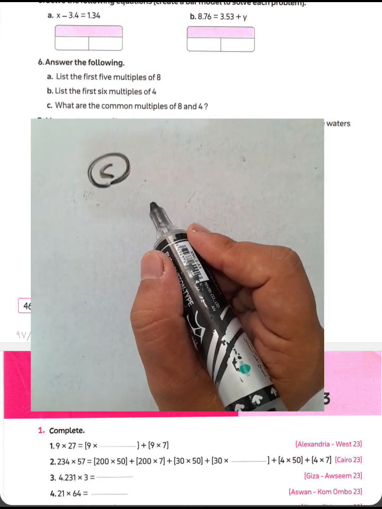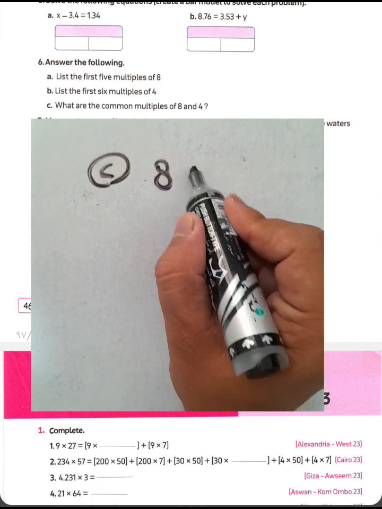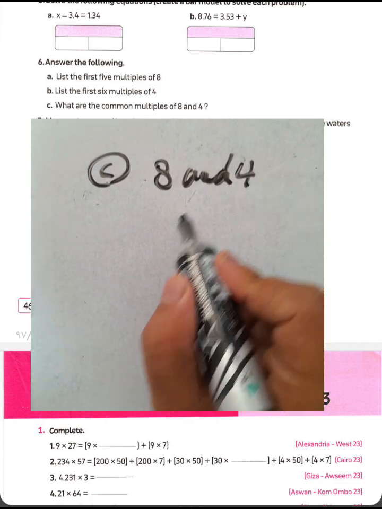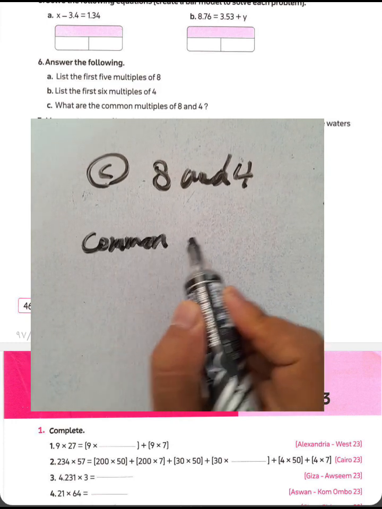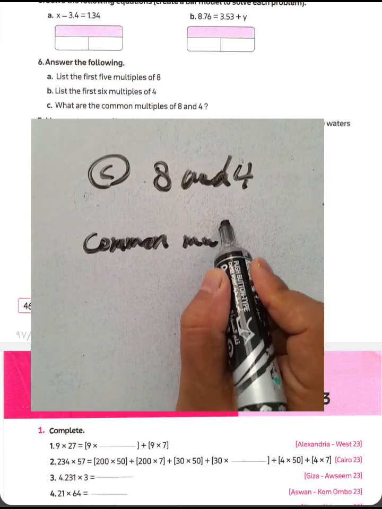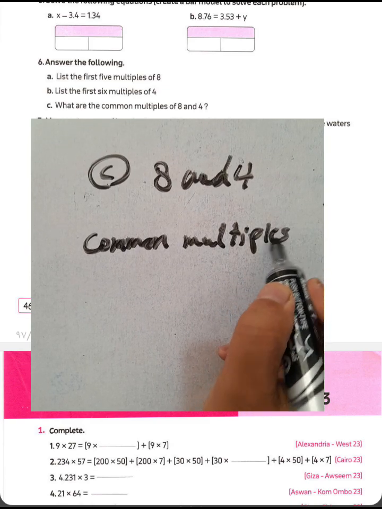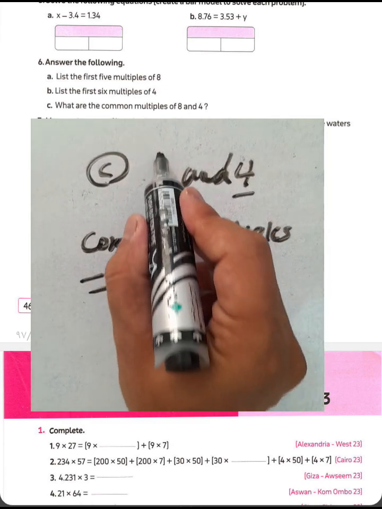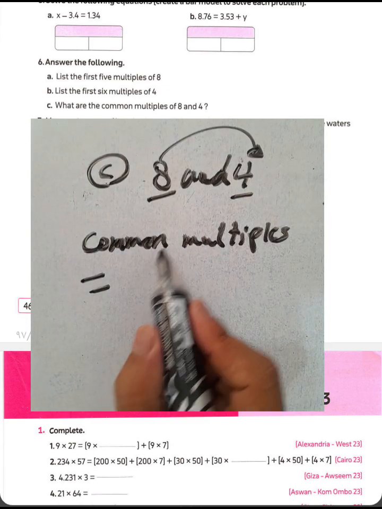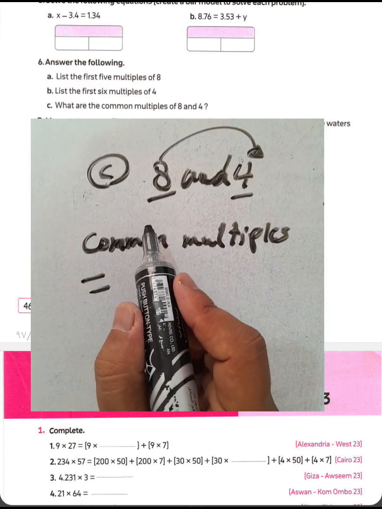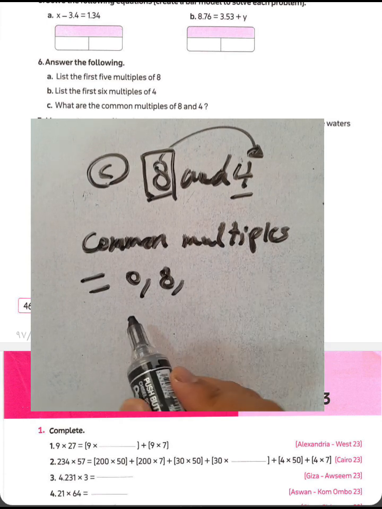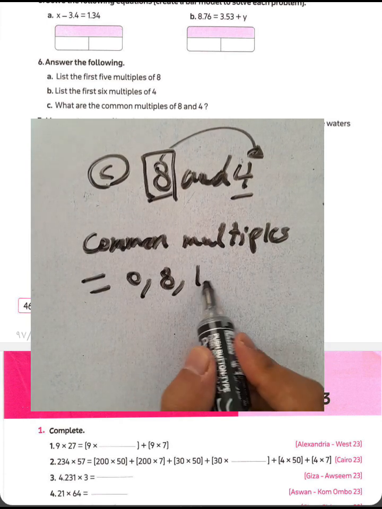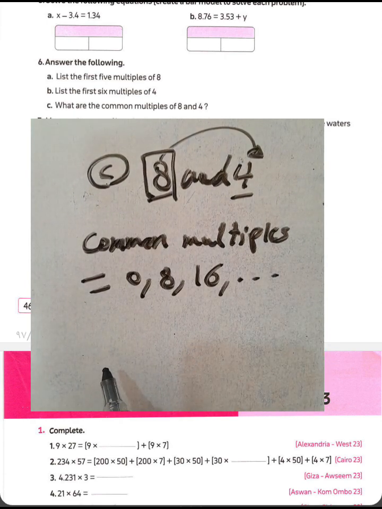Letter C. What are the common multiples of 8 and 4? You want to find common multiples between 8 and 4. 8 can be divided by 4. Then for 8, we can begin with the multiples of 8: 0, 8, 8 plus 8 equals 16, and so on.